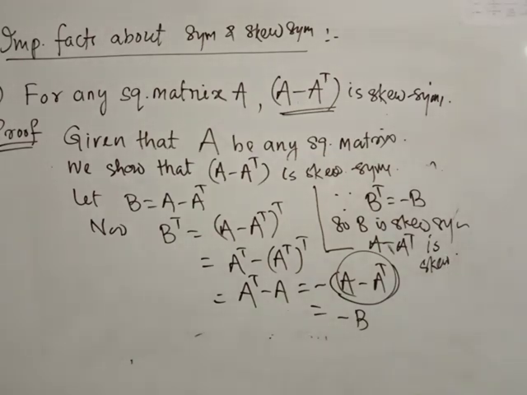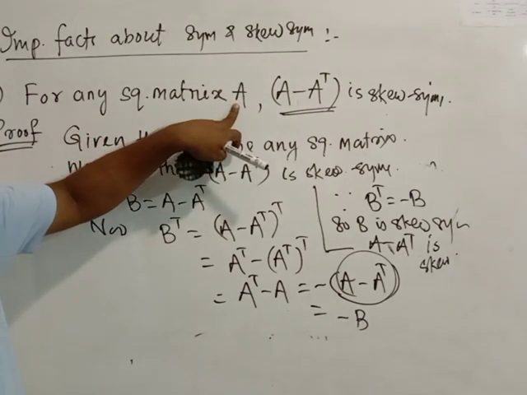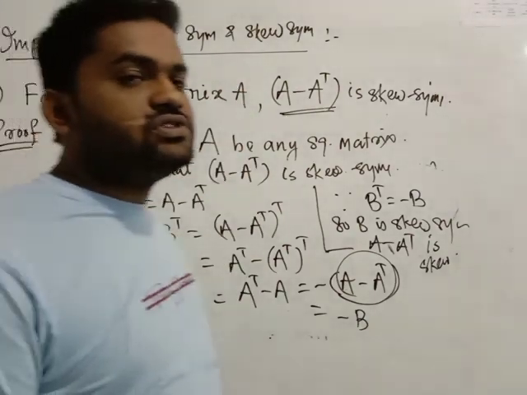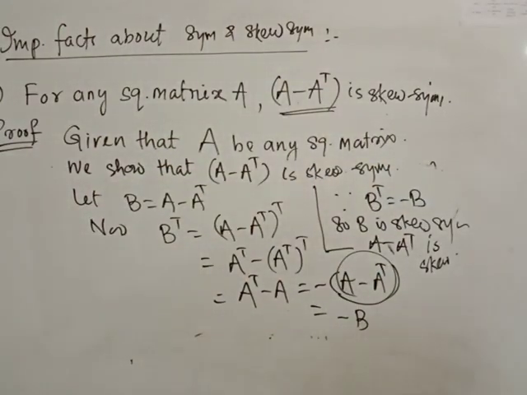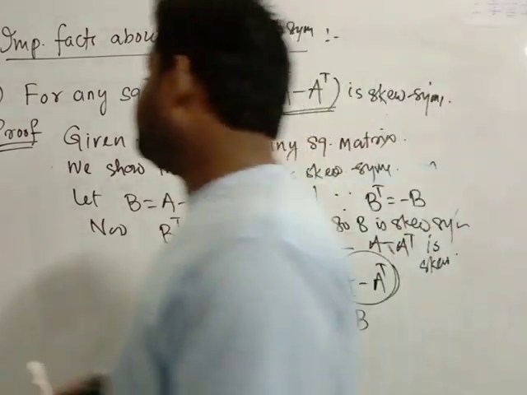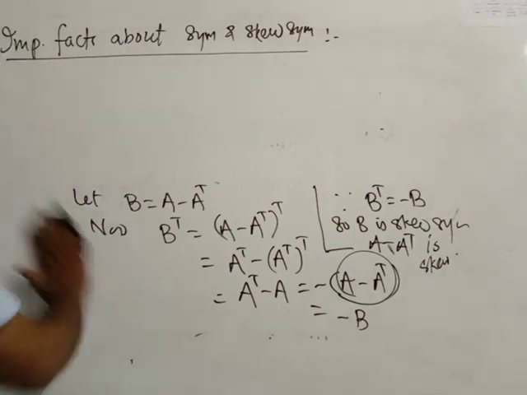So this is important, which we already studied: if A is any square matrix, then A plus A transpose is symmetric and A minus A transpose is skew symmetric. Similarly, let us go for the third one.